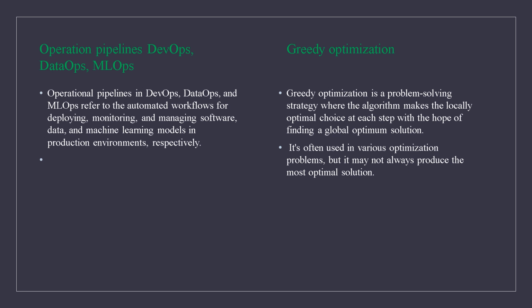Then we talk of greedy optimization. Greedy optimization is a problem-solving strategy where we use an algorithm to make the locally optimal choice at each step with the hope of finding a global optimal solution. We just use this to find an optimum solution to the problem. But in return it may not produce the most optimal solution. There may also be other solutions we can go with.